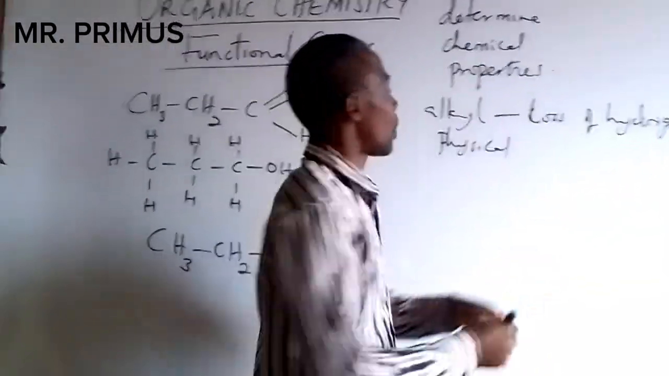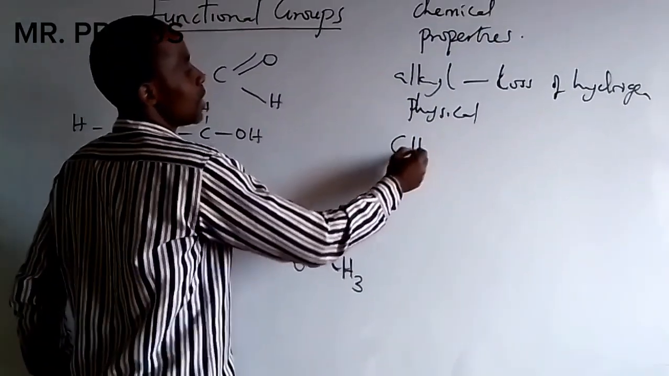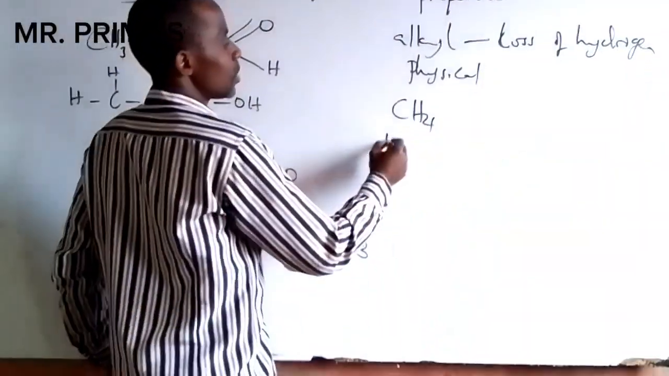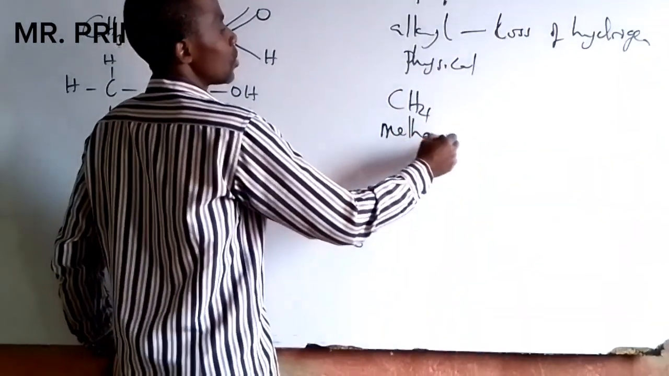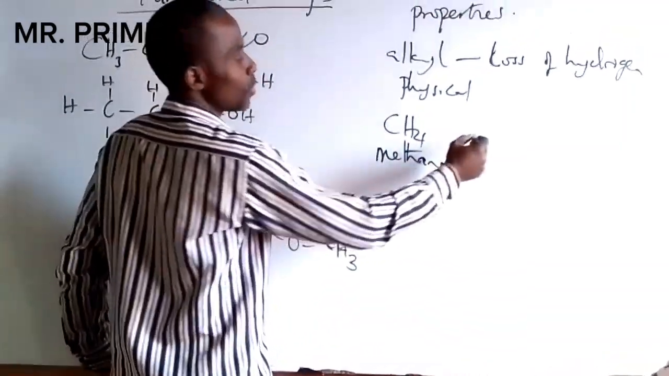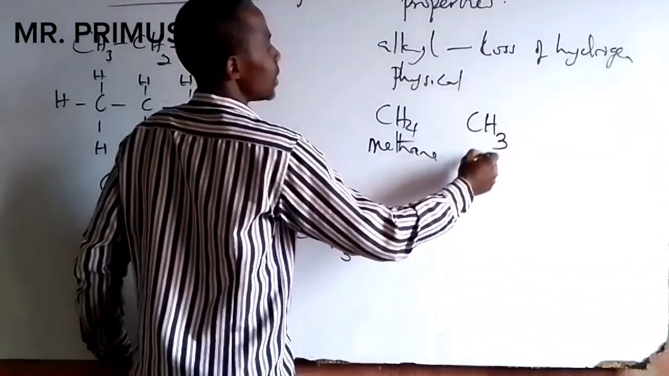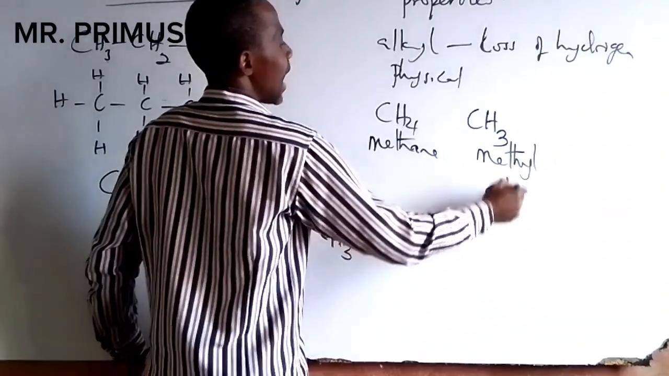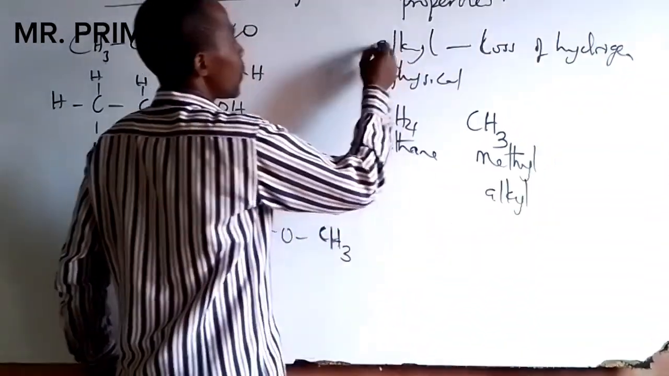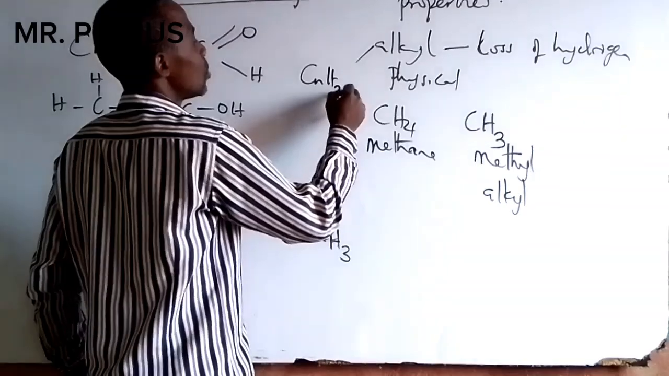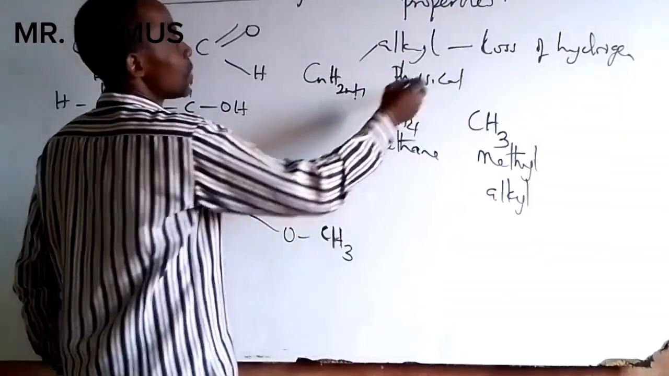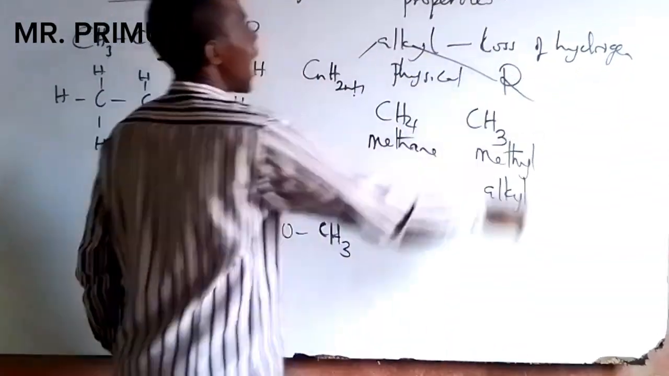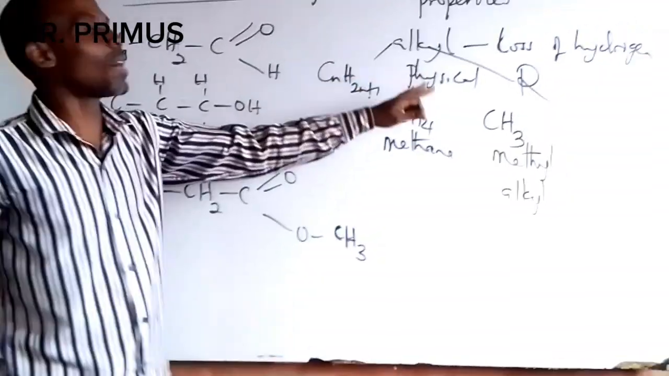Loss of hydrogen atom. This is methane, CH4. So remove one hydrogen atom here, you have CH3, methyl. So this is an alkyl. General formula, CnH2n+1. And we represent them with the letter R. So what I've said now is going to help us in what we are going to explain now.